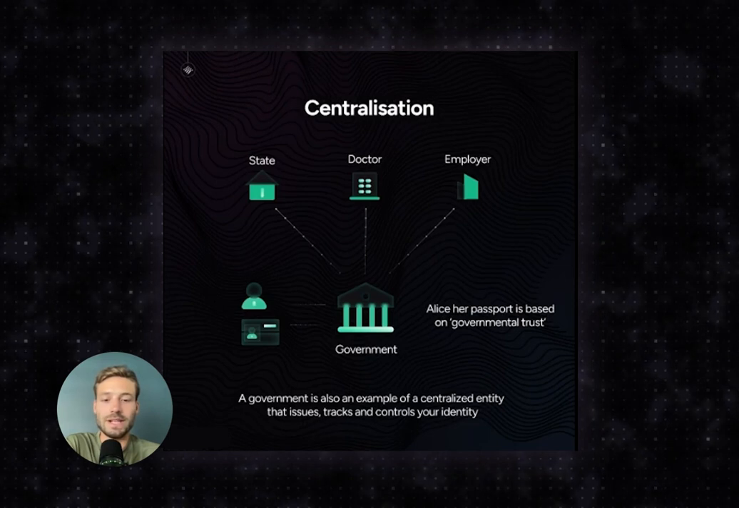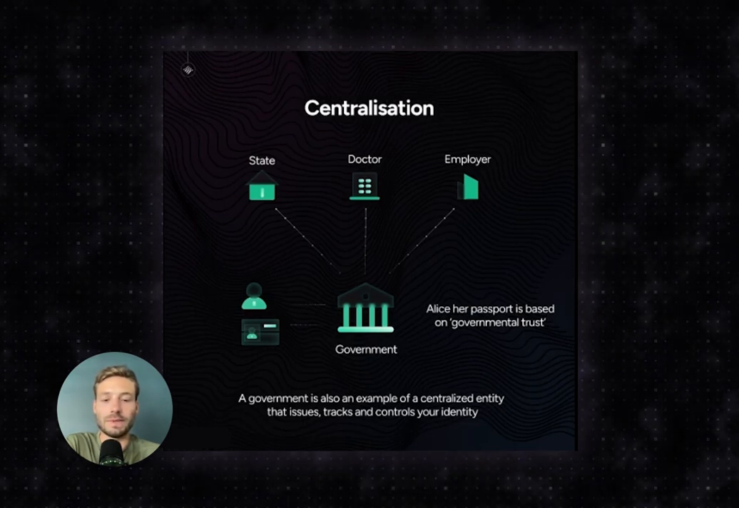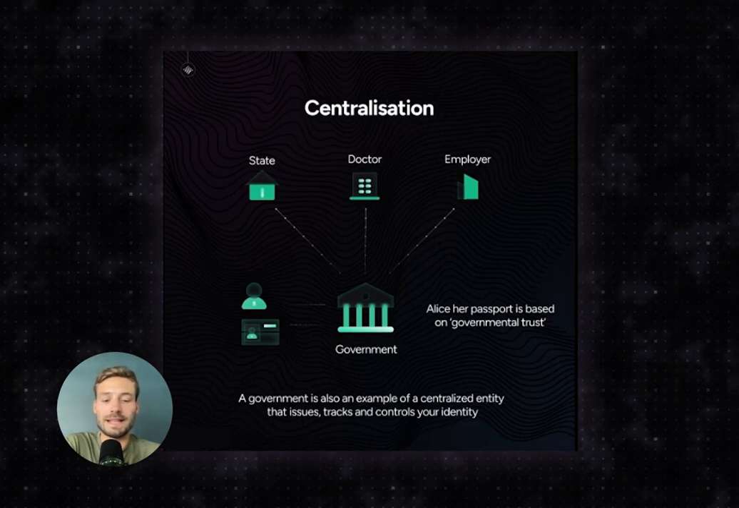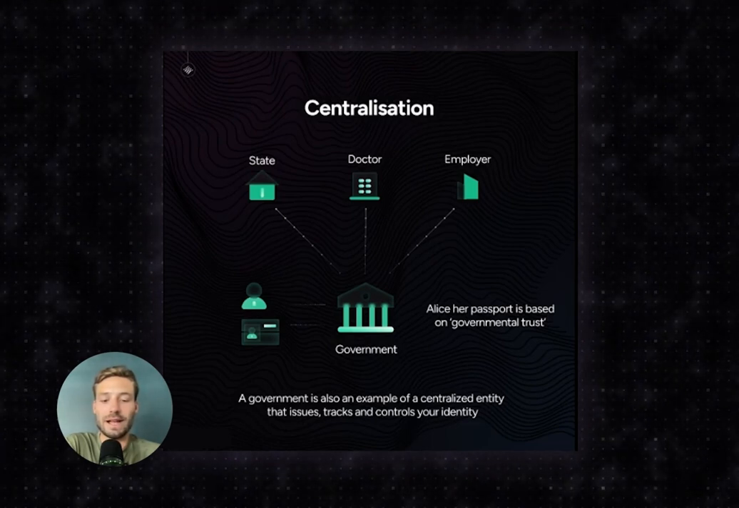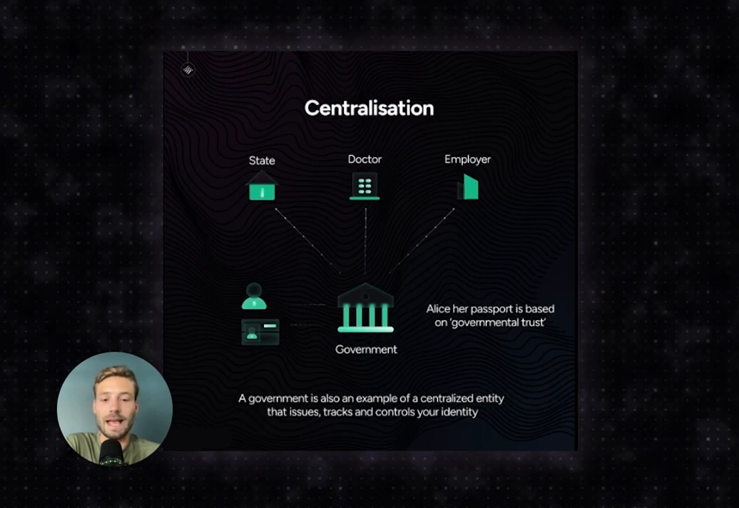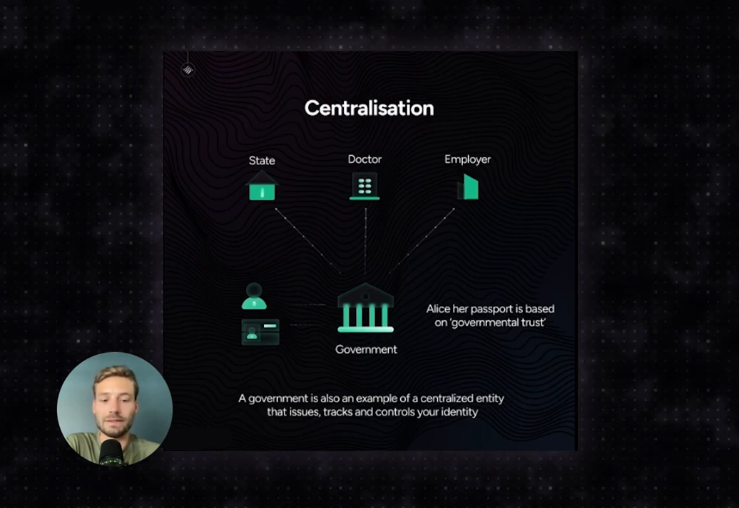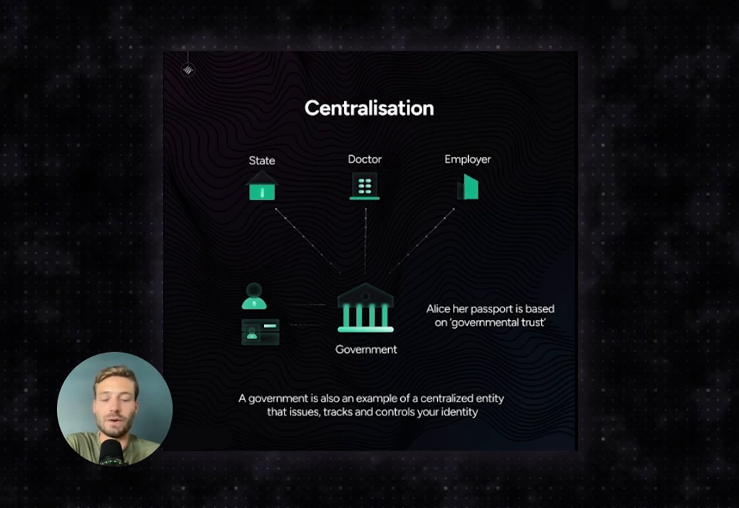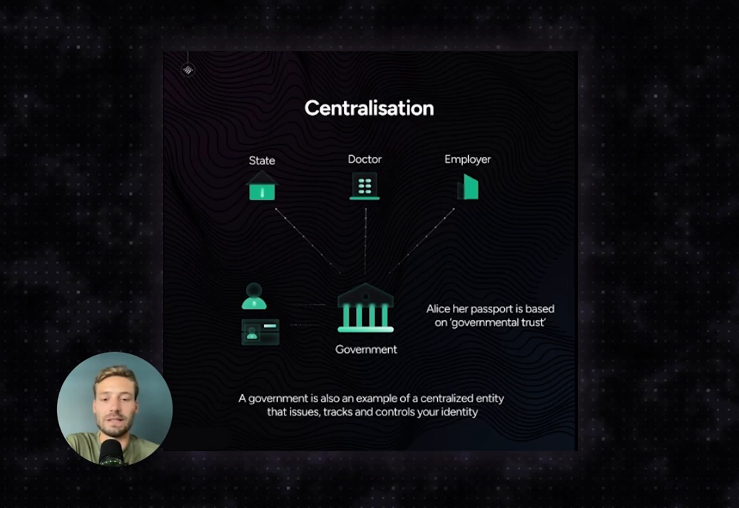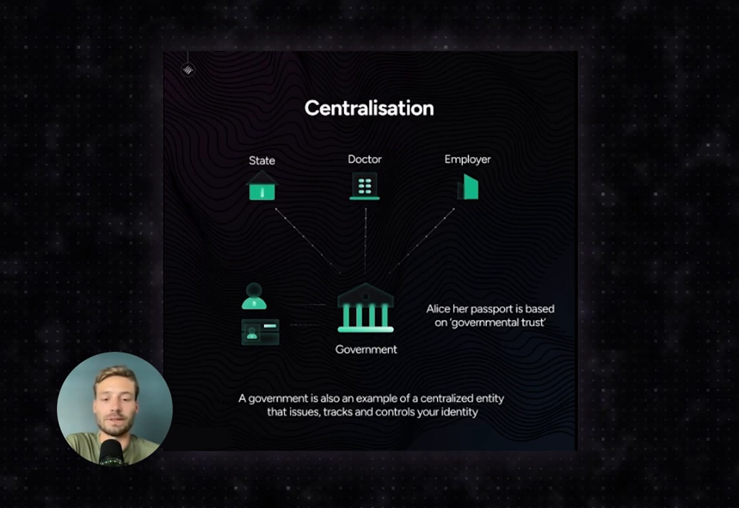Now, centralization also happens within governments. A government is another example of it, since it is a central entity that issues, tracks, and controls your identity with the help of governmental trust. Alice's passport is completely based on governmental trust, and she has to go through her government to share any specific details with other states, doctors, or employers.